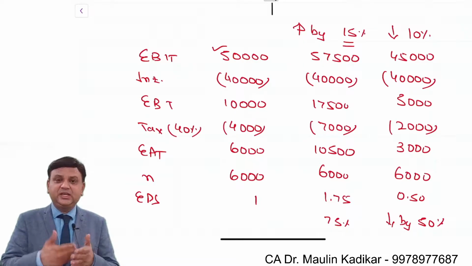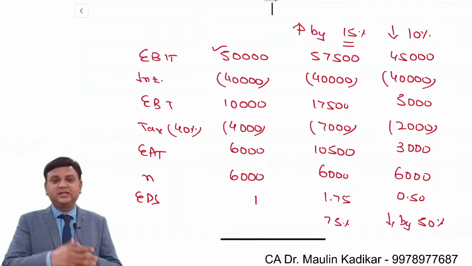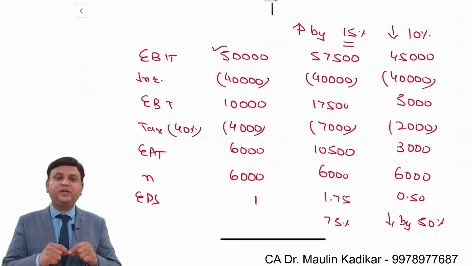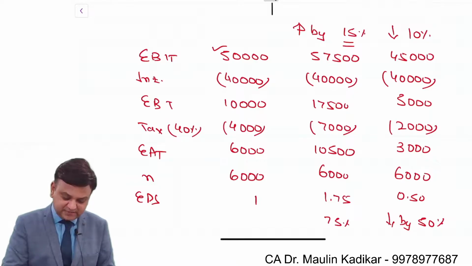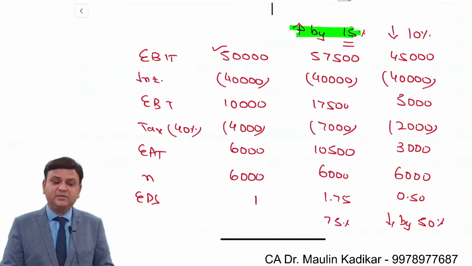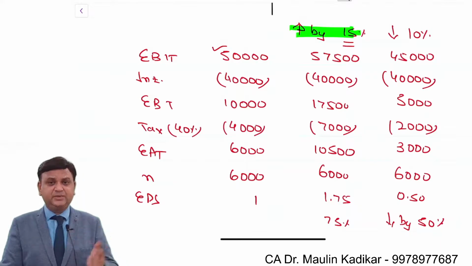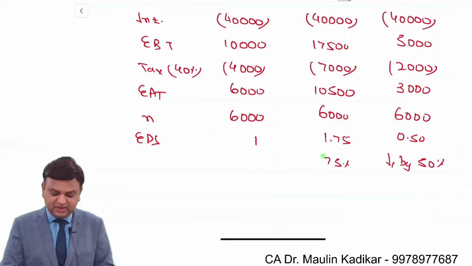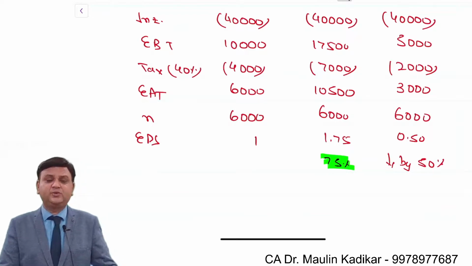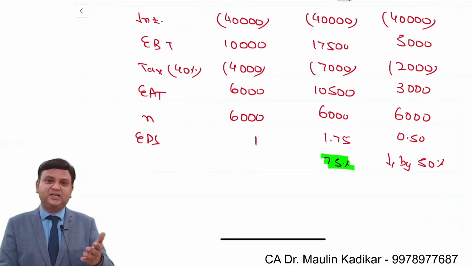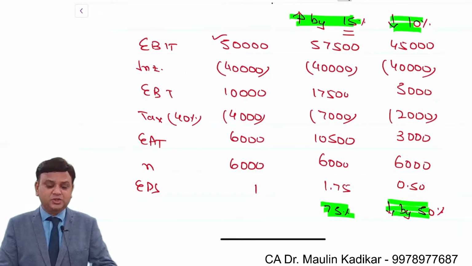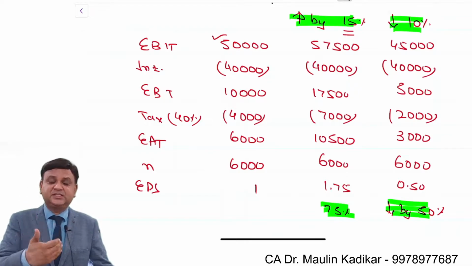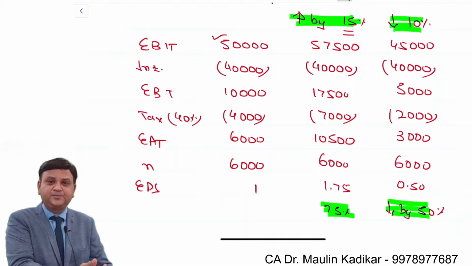So this is what we need to explain to the management, that this is the effect of introduction of the fixed financial charges. When your operating income increases, your earning per share increases at a higher rate, and at the same time when it reduces, it reduces at a higher rate. For EBIT also we can compute the percentage. This effect of the fixed financial charges is required to be explained to the management.